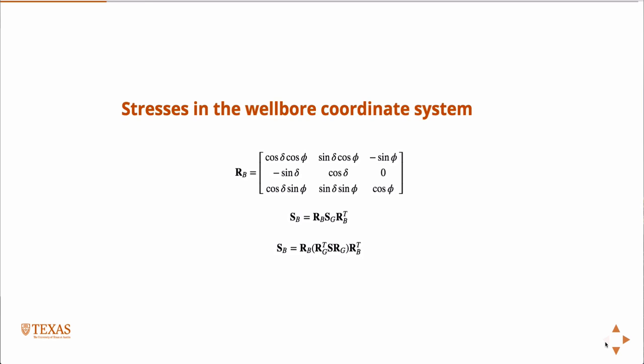And so now we can. Everybody remember what SG is, right? That's the same SG we had before. That's the stress in the geographic coordinate system. So that's the principal stress rotated into the geographic coordinate system. Then we can rotate into the wellbore via this transformation. Or combining everything, if you have S, where S is just the principal stresses, and then RG is the rotation matrix into the geographic frame, and then RB is the rotation matrix into the wellbore.